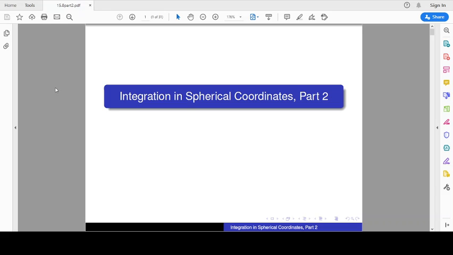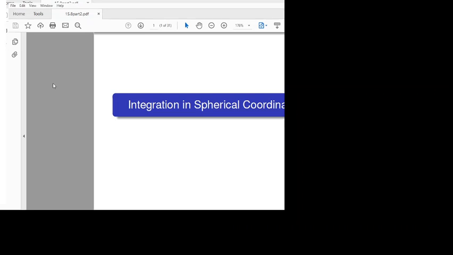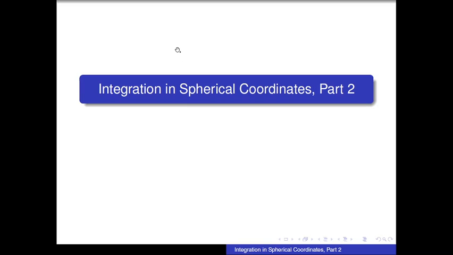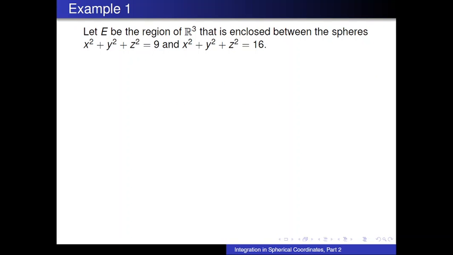So now I guess it's time for part 2 of integration in spherical coordinates, although I think this should be the third video in the list of ones for section 15.8. So I guess now that we have the formula for how to do integrals in spherical coordinates, let's do some examples. Let E be the region of space that is enclosed between the two spheres, x squared plus y squared plus z squared equals 9, and x squared plus y squared plus z squared equals 16.